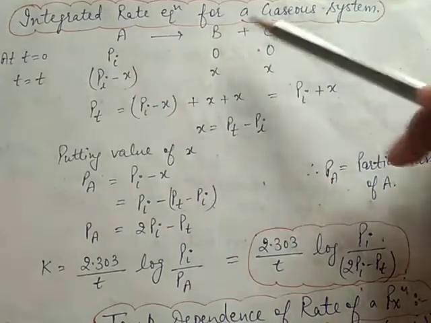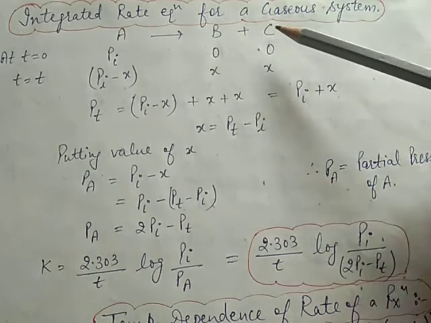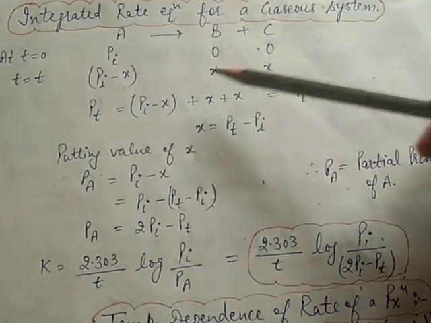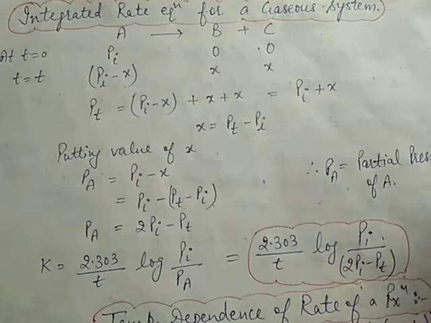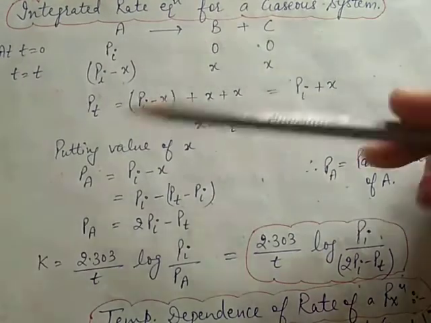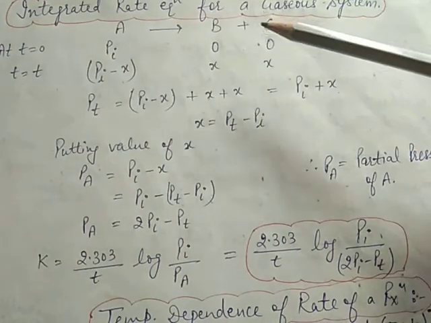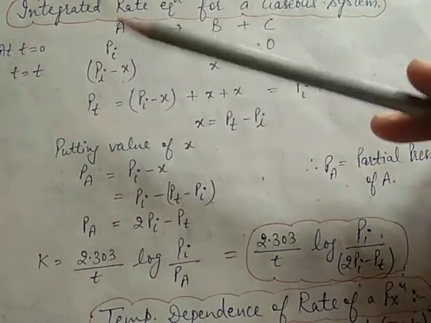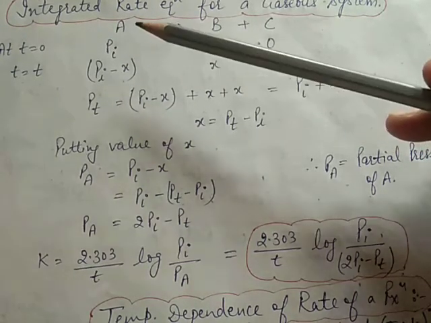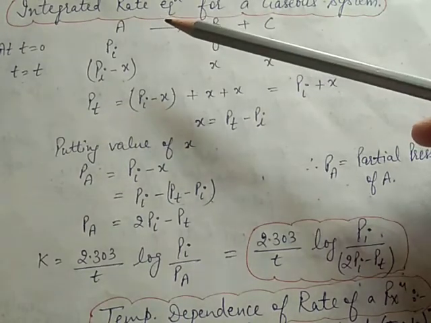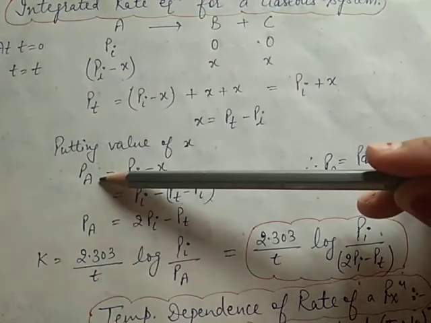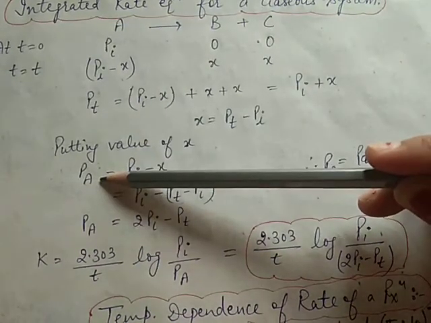Now the next topic is the integrated rate equation for a gaseous system in the case of a first order reaction. Suppose a first order reaction in gaseous form, that is A is converted into B plus C. Then suppose Pi is the initial pressure of A and Pt is the total pressure at time t, and Pa is the partial pressure of A.